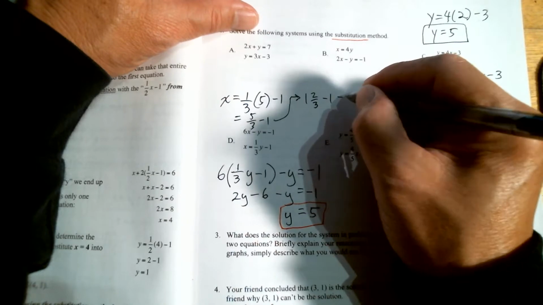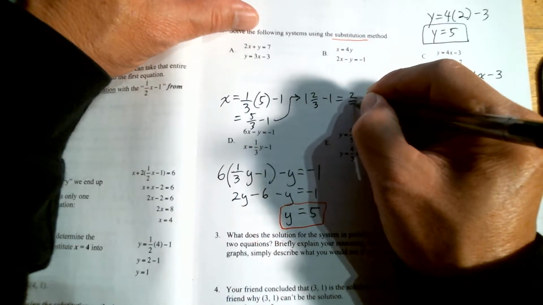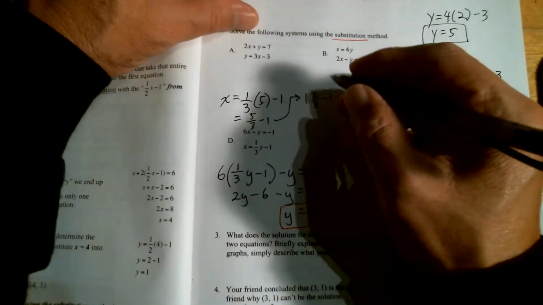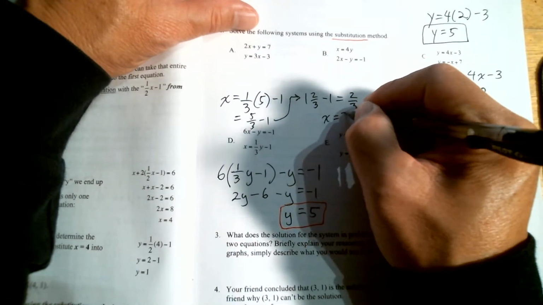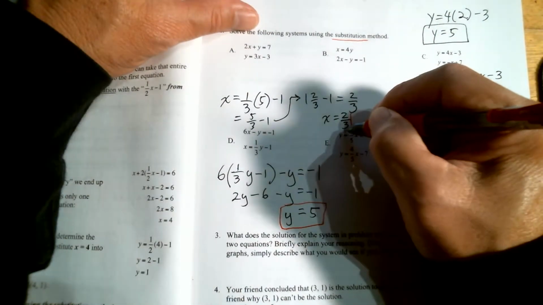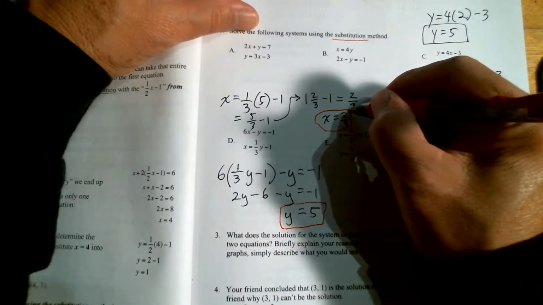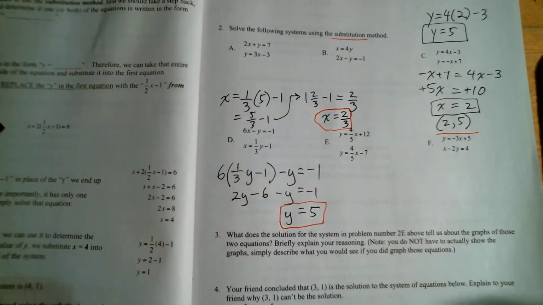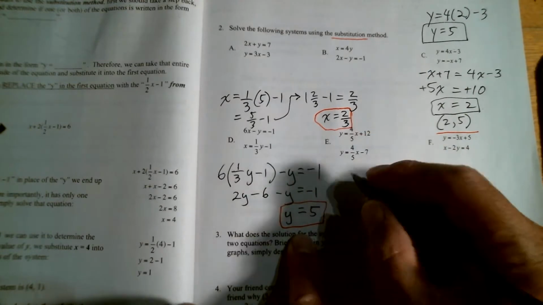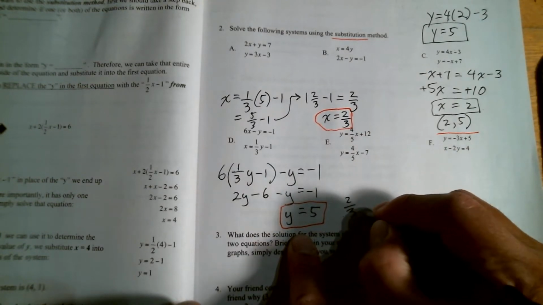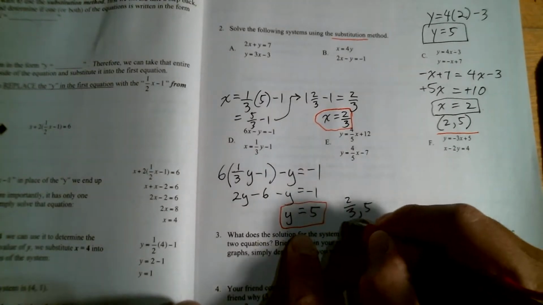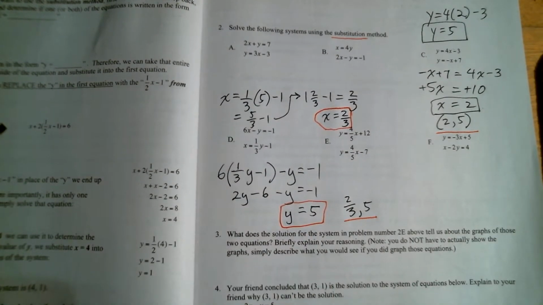That is equal to 2/3. So x equals 2/3. Okay. So our solution here would be 2/3, comma 5. Okay, just like that.